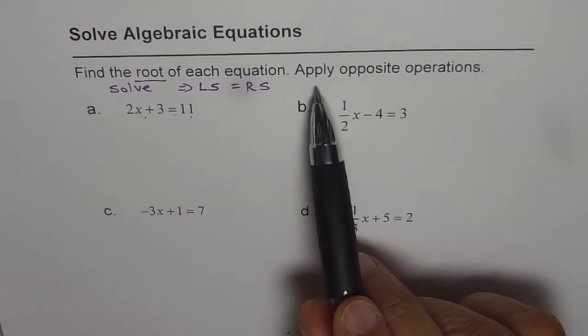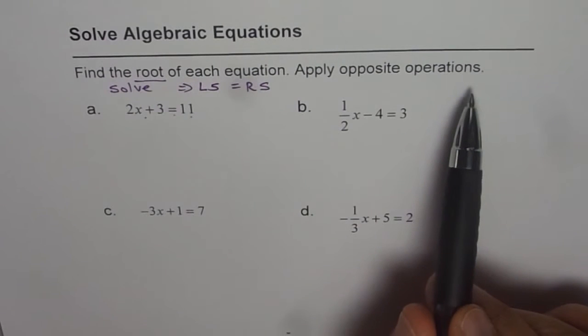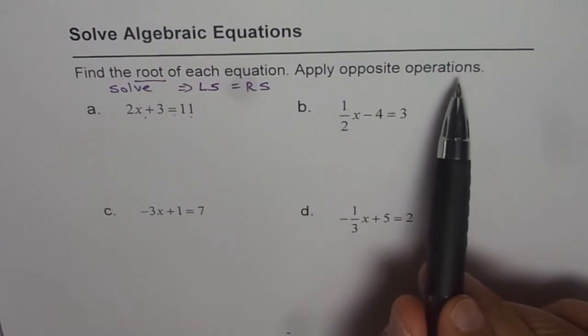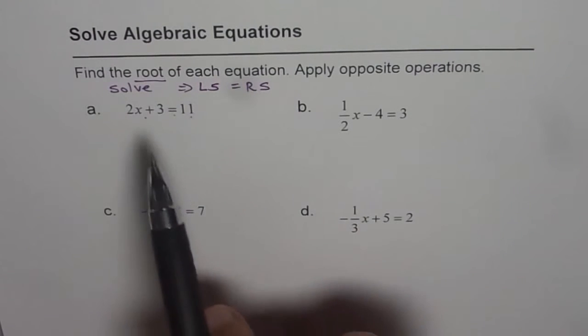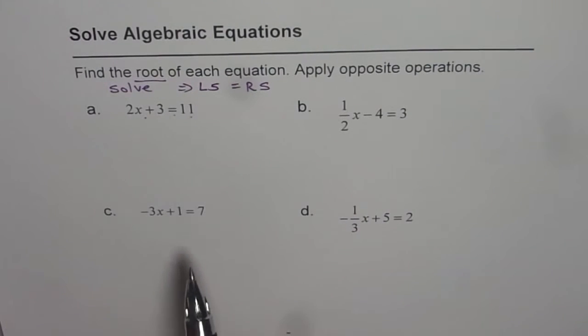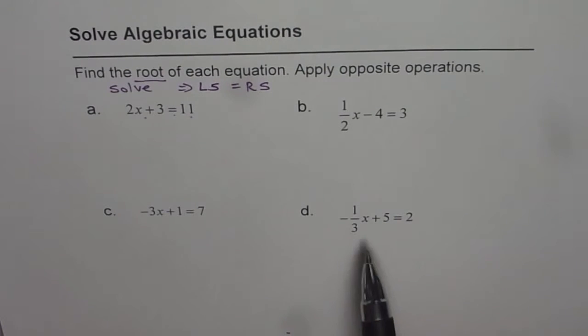The second part says apply opposite operations. Opposite operations are: for subtraction the opposite is addition, for addition it is subtraction, for multiplication it is division, and for division it is multiplication. That is the opposite operation which we need to apply to solve these equations. I hope the concept is clear. Now let's solve them one by one.